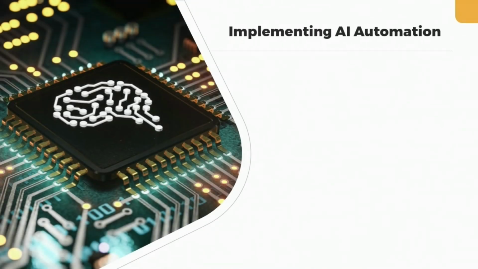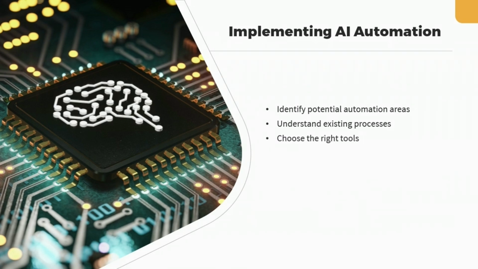Now, successful implementation of AI automation requires careful planning and execution across various stages. And that means conducting a thorough assessment to identify processes and tasks that can benefit from automation based on criteria like complexity, frequency, and potential impact. It's also important to gain a deep understanding of existing workflows, dependencies, and pain points to inform the design and implementation of automated solutions. And you need to select appropriate AI and automation tools and technologies that align with business goals, technical requirements, and budget constraints.